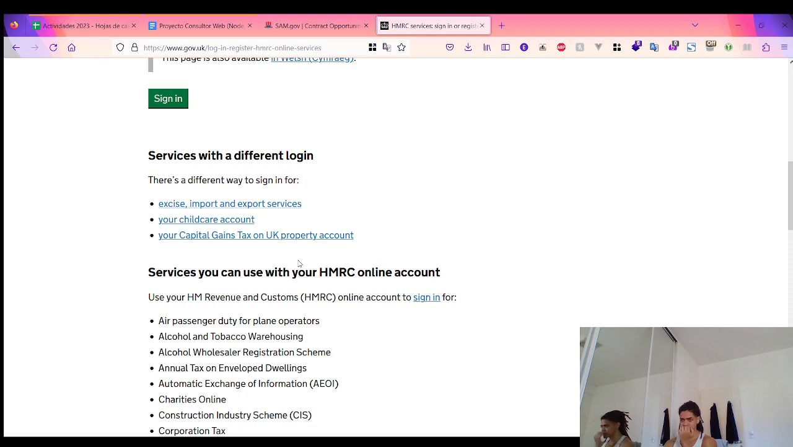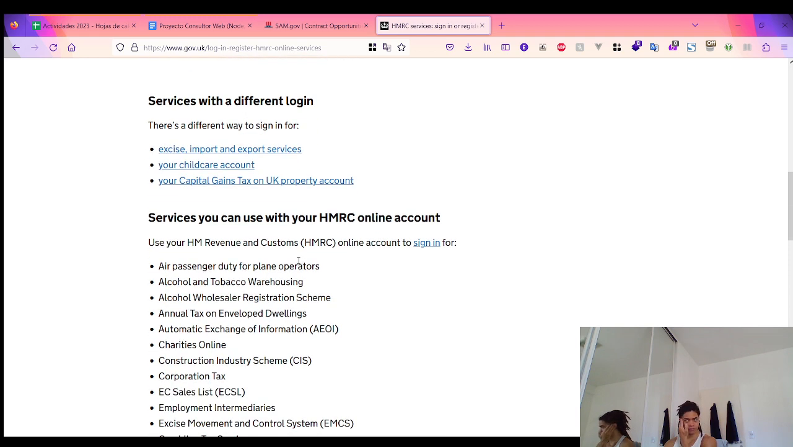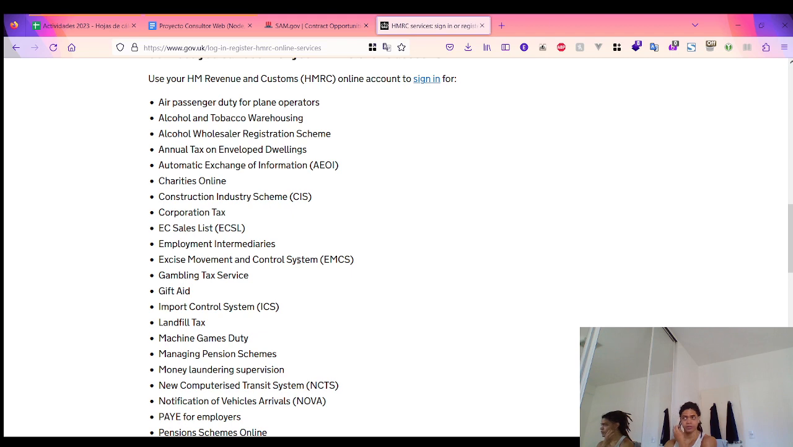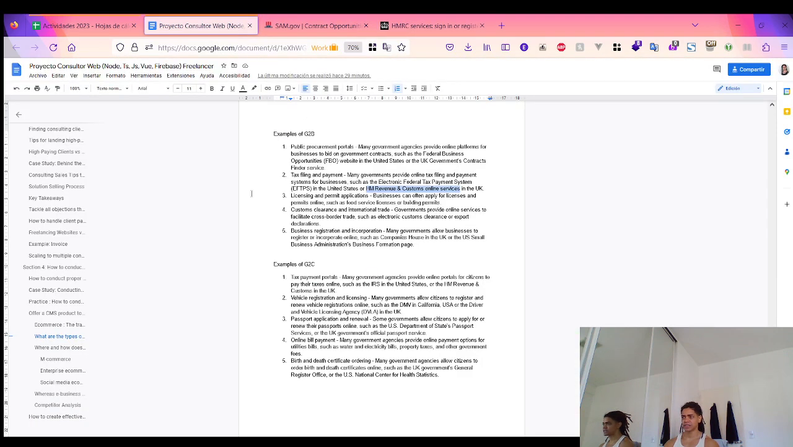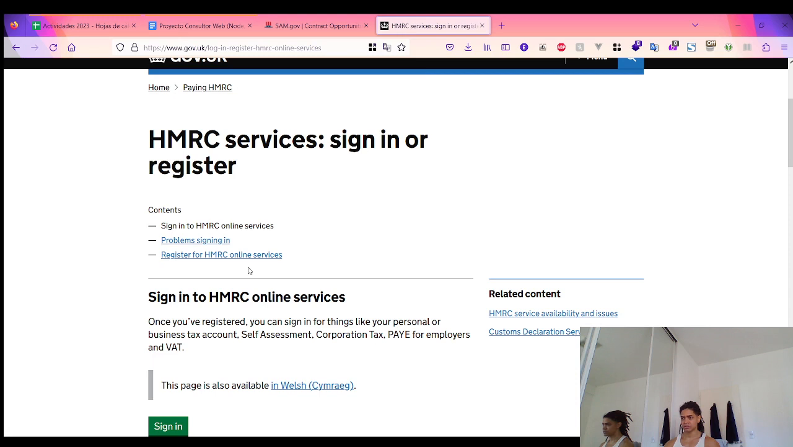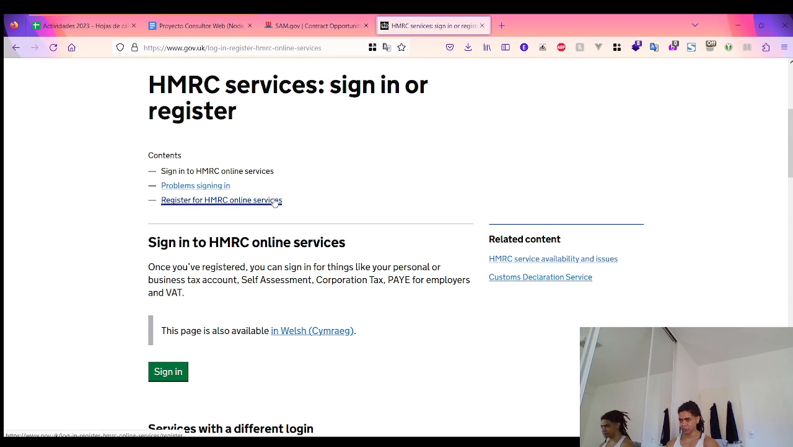Interesting, very interesting. So again, they provide online tax filing and payment systems for business, such as business tax account, corporation tax, pay for employees, and VAT, value added taxes.